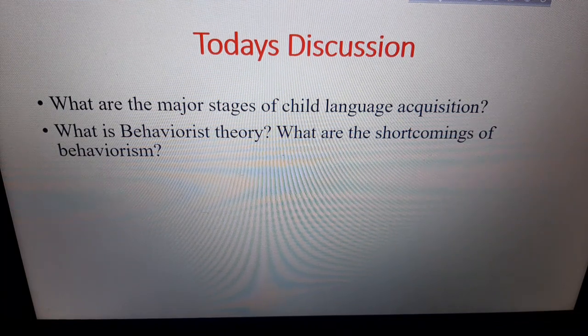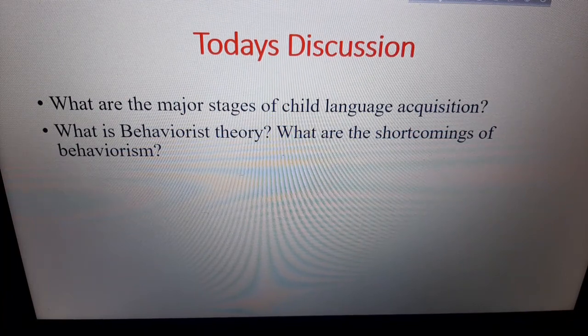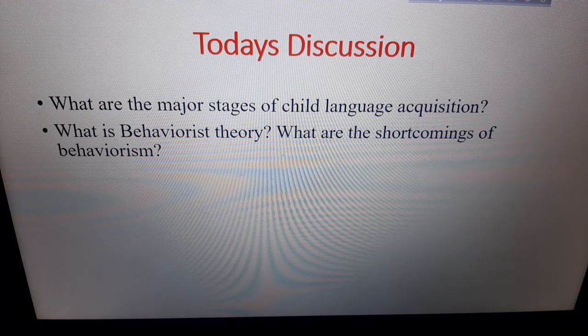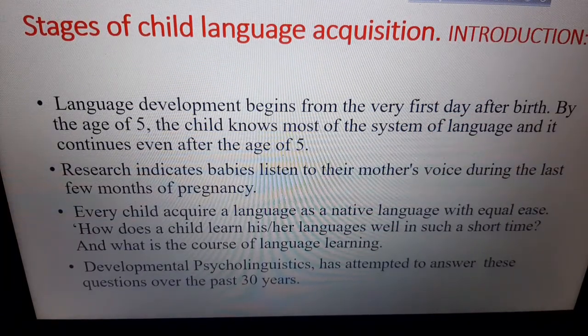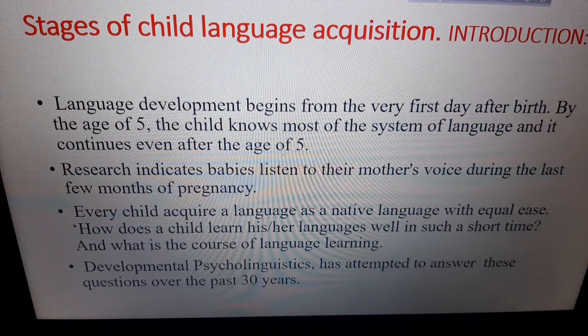What are the major stages of child language acquisition, and what is behaviorist theory? What are the shortcomings of behaviorism? At first, we should know the stages of child language acquisition.